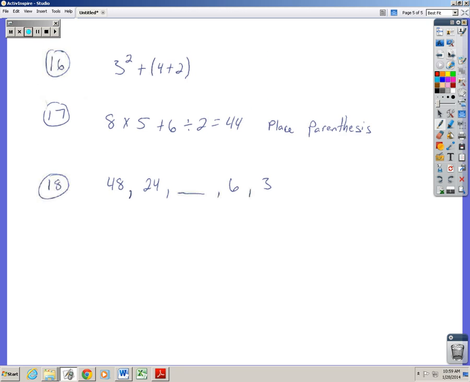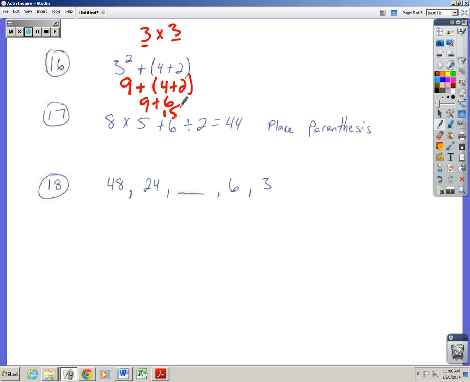Our last couple here. Hey, exponents, 3 squared. 3 squared, remember, is 3 times 3. 2 of our 3's, which is worth a 9. 4 plus 2 in parentheses. Should have done that first, but it'll still work out. 4 plus 2 is 6. 9 plus 6 is 15.